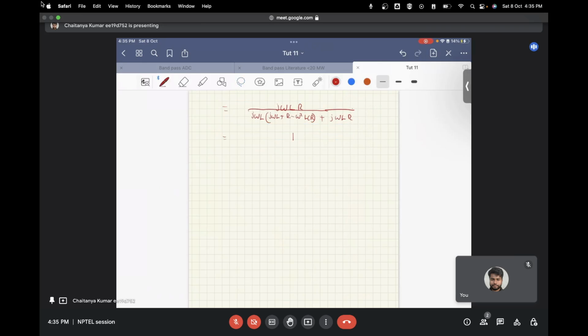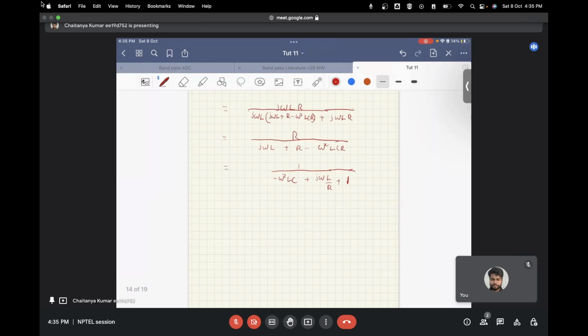So finally we get the value as R upon j omega L plus R minus omega square LCR. Now if we take R also at the bottom, we get 1 upon minus omega square LC plus j omega L by R plus 1.